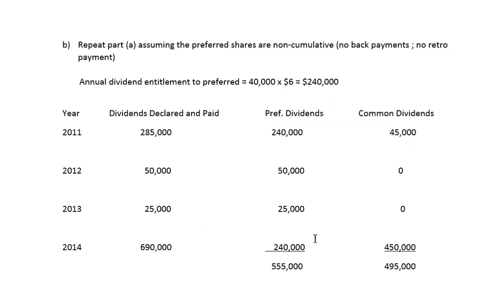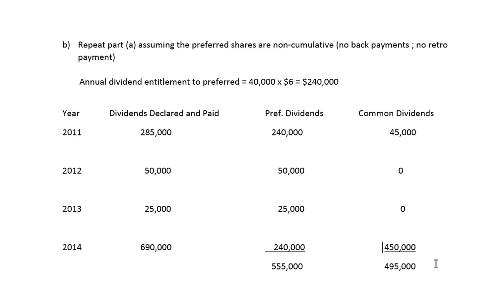$25,000 is declared in 2013. So we give the preferred shareholders part of their $240,000 entitlement, which is $25,000. Common get nothing. And notice now, here's where the common shareholders do well, because now there's a big dividend paid out, $690,000. But notice the preferred shareholders still only get $240,000. That's their annual entitlement based on the data in the question. But they don't get any retro. Remember, there are no back payments and no retro on preferred shares that are non-cumulative.